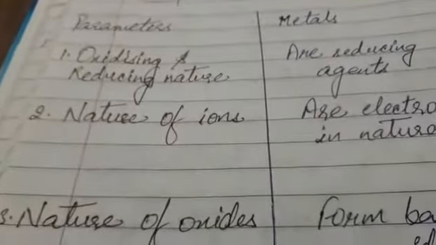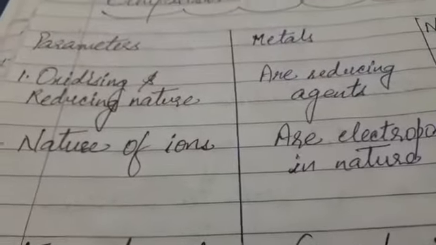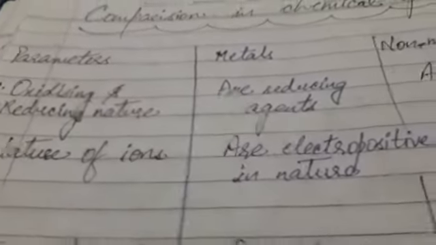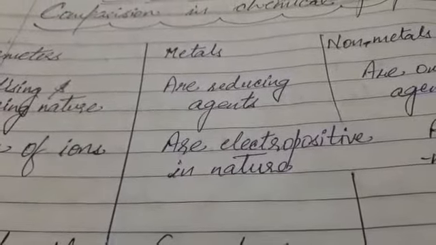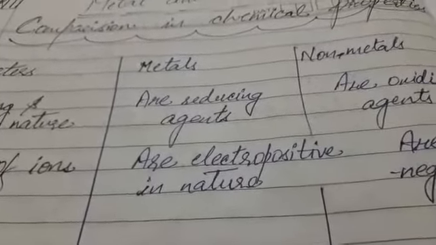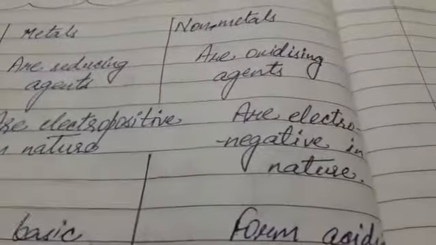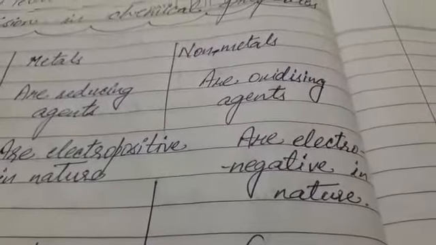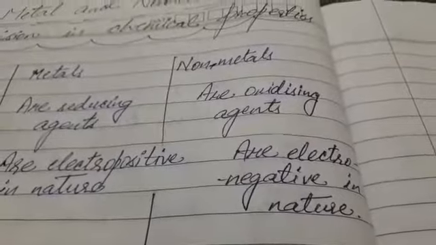Our next property is nature of ions. What type of ions are formed by metals? Metals are electropositive in nature. That's why they form cations, positively charged ions, whereas non-metals are electronegative, which means that they form negative ions.